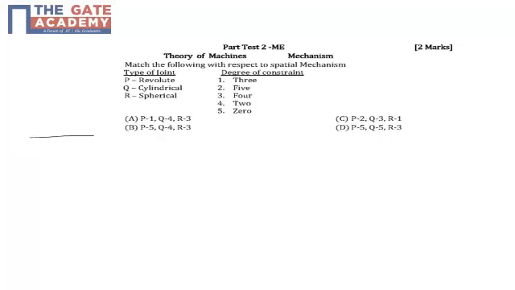Let's discuss another question on theory of machine. This is a match the following kind of a problem. What is given is the type of joint and the degree of constraint they provide. So a revolute joint, let's start with the revolute.